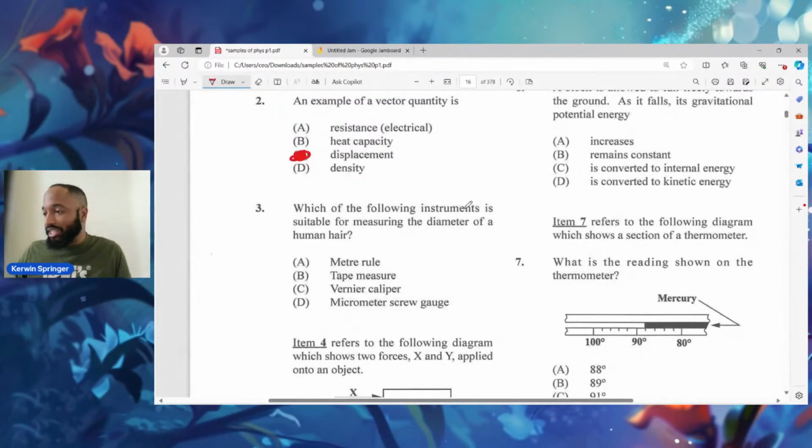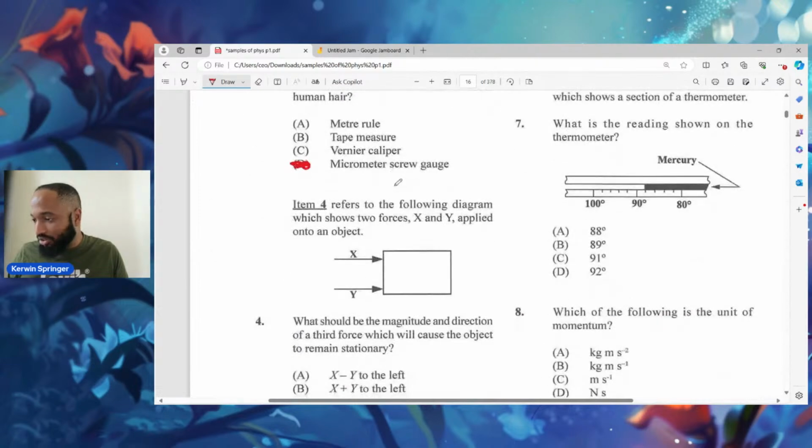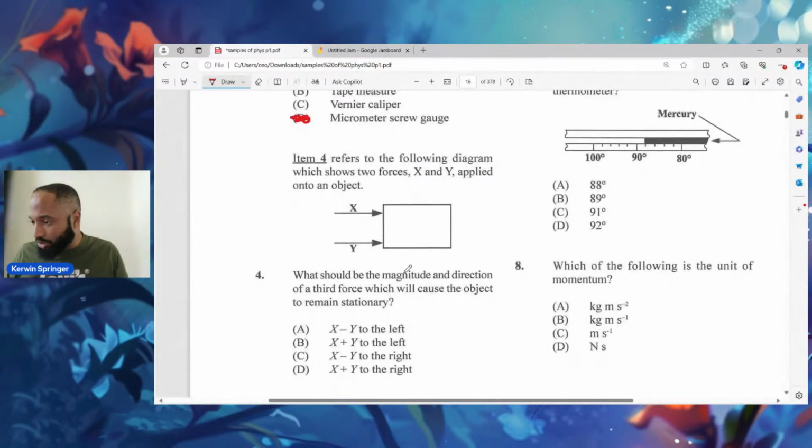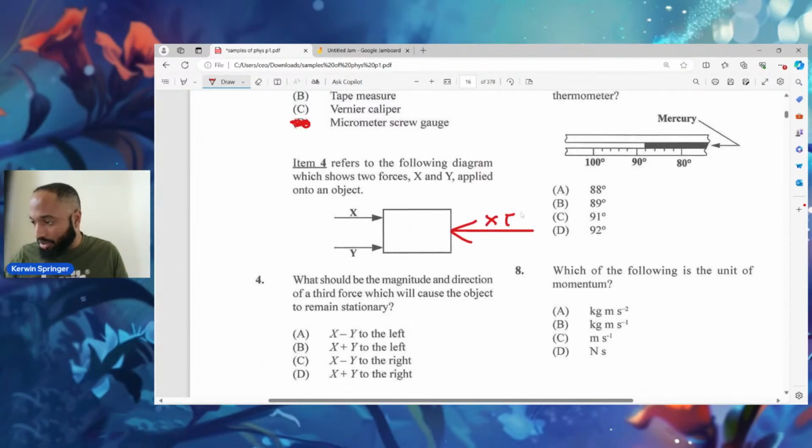Which of the following instruments is suitable for measuring the diameter of human hair? Micrometer screw gauge. I mean, you could use all of these, but I think it'll be accurate. Two forces, what should be the magnitude and direction of the third force which will cause the object to remain stationary? You need a force of x plus y to the left.